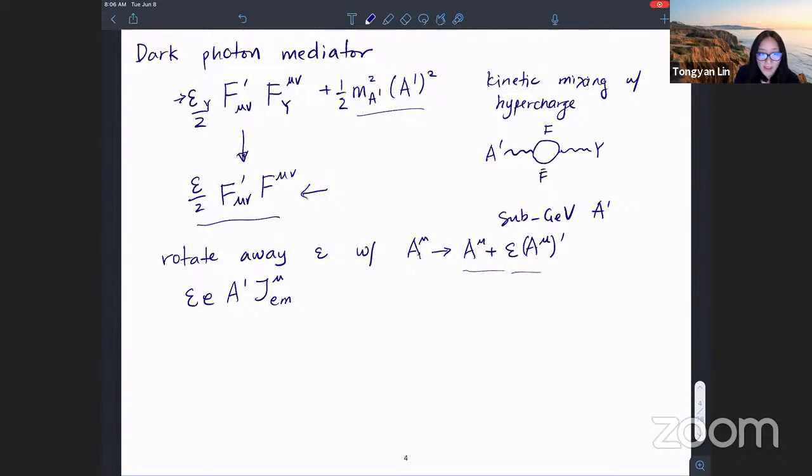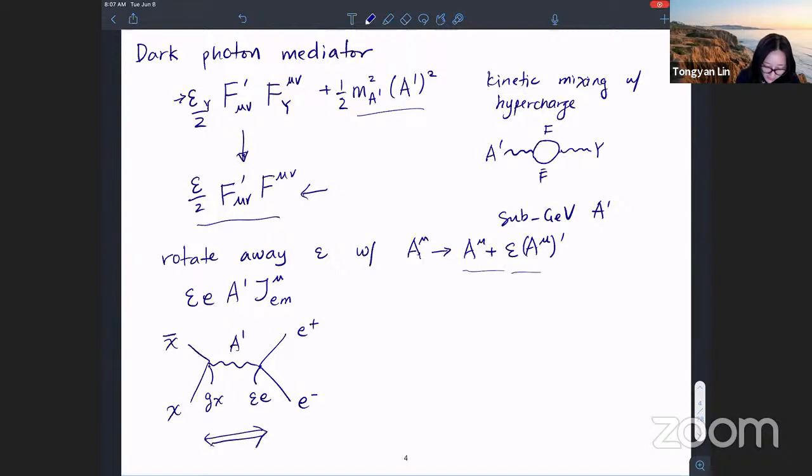And so that leads to the kind of interaction that I drew before, which provides a very good mediator for freeze out, freeze in, and direct detection. So for instance, this is a process that's possible in the early universe, and the couplings we'll consider are usually g chi and epsilon e. If this process is in equilibrium, that would allow for dark matter freeze out.